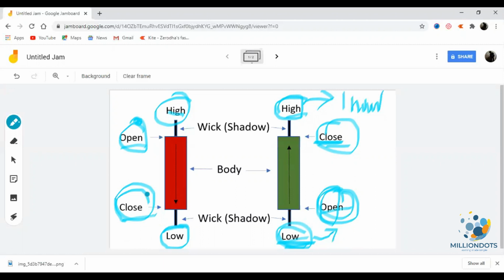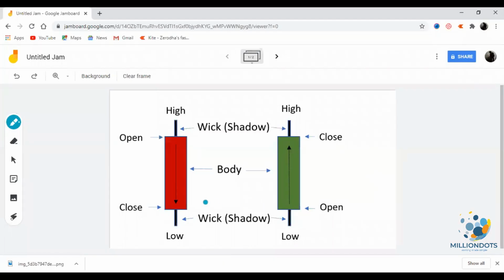So what is the difference between the red and green candle? You see here, from open to close, the green candle went up. From open to close, the red candle went down. That is actually the net movement. From open to close, how much the candle has moved gives you the net movement of that particular stock.